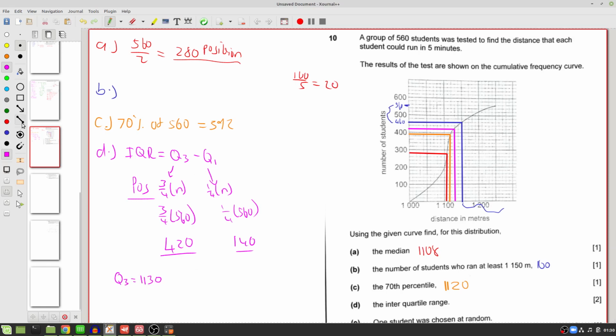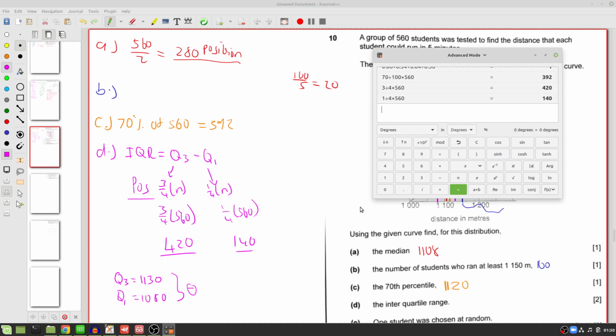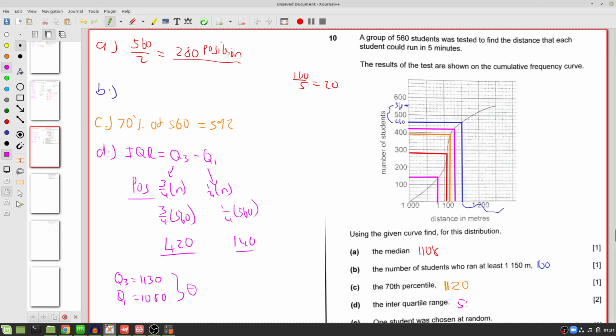And then for Q1, we go from 140, until we reach the line and draw from there straight down. So that is 1080 for Q1. The interquartile range is when we subtract these two from each other: 1130 minus 1080, and that is 50. So 50 is the interquartile range.